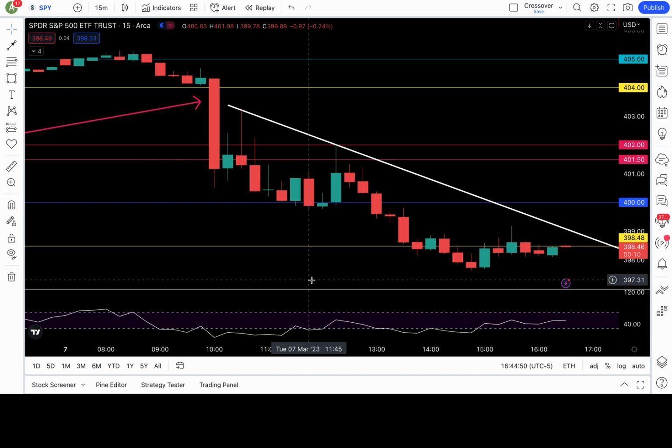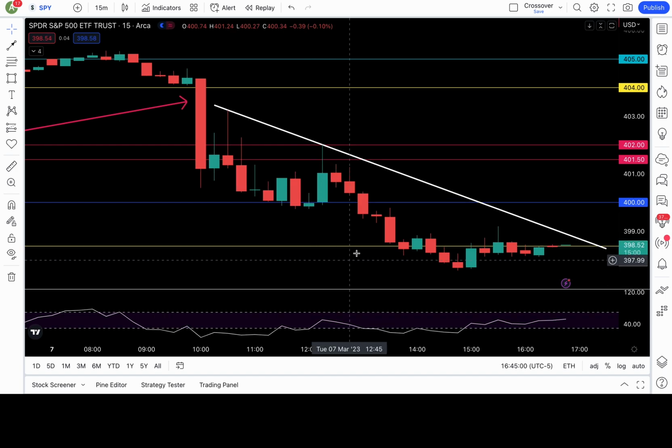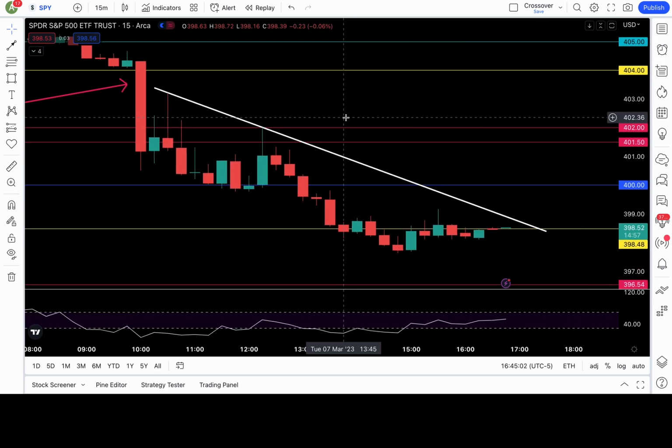If you're one of the traders that keep getting stopped out, maybe because your stop loss is too tight, we could figure it out. Let's figure out how to make your stop losses not as tight so that you give your trade room to play out.